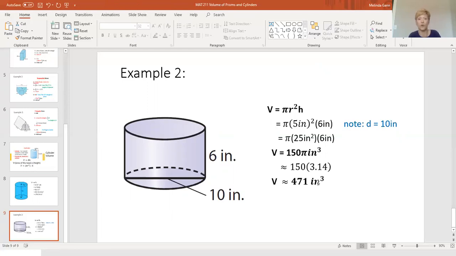So that's it. When you're doing cylinders or prisms, your formula for volume is always capital B times H. On a prism, that B can be different shapes. If it's a trapezoid, find the area of the trapezoid. If it's a triangle, find the area of a triangle. If it's a cylinder, though, that base is going to be a circle. So that's why it's pi r squared, the area of the base, times the height.